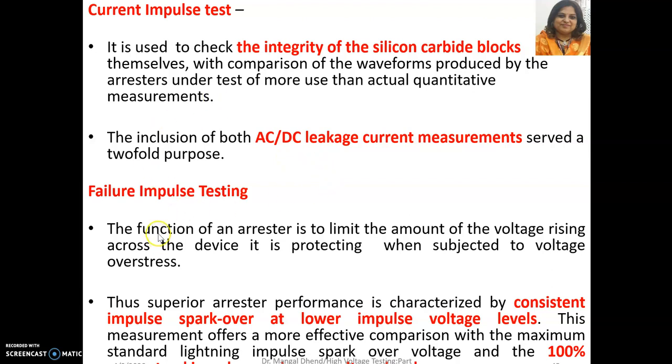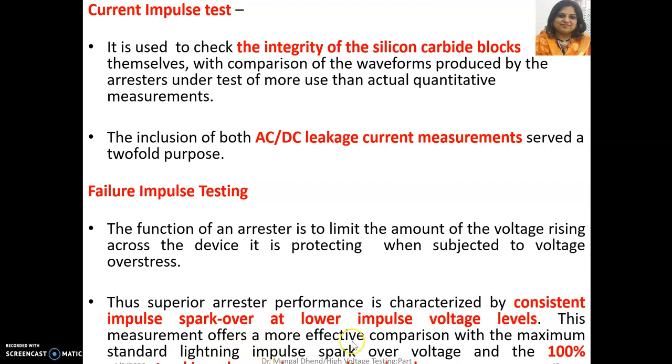The next test is failure impulse testing. The function of an arrestor is to limit the amount of voltage rising across the device. It protects when subjected to voltage over-stresses, meaning overvoltages. That I already told you. In failure impulse testing, you can test it with 100% waves, meaning superior arrestor performance is characterized by consistent impulse spark-over at lower impulse voltage levels. You give a lower impulse voltage and find out the spark-over voltage consistency.